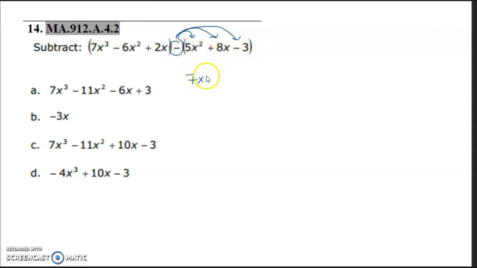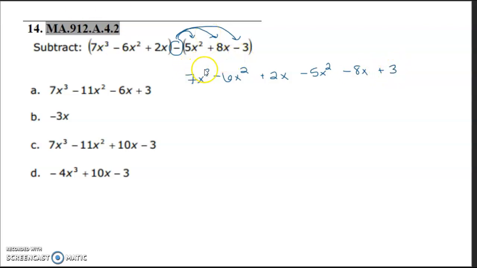So I'm going to go ahead and write 7x to the third minus 6x to the second plus 2x. I didn't change that first parenthesis, and we can drop the parentheses at this point. Now, instead of a positive 5x squared, it's a negative 5x squared. Instead of a positive 8x, it's going to be a negative 8x. Instead of a negative 3, it's going to be a positive 3.